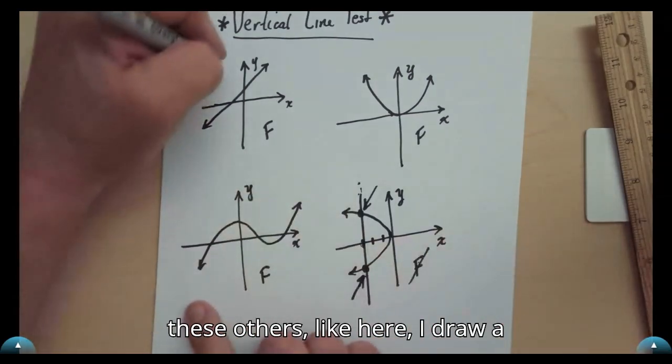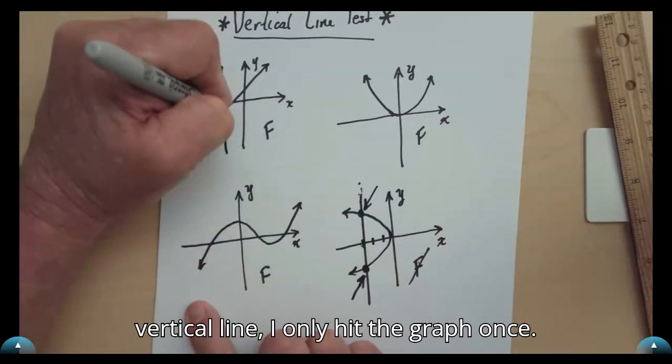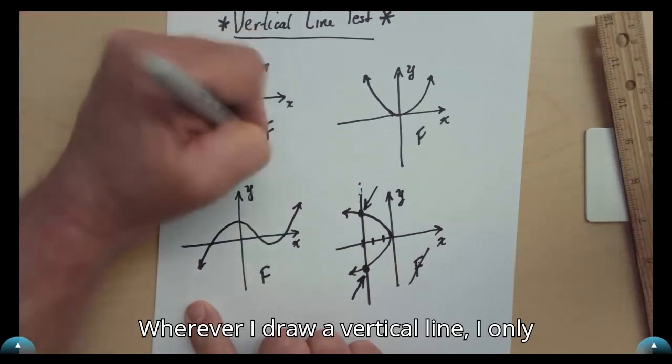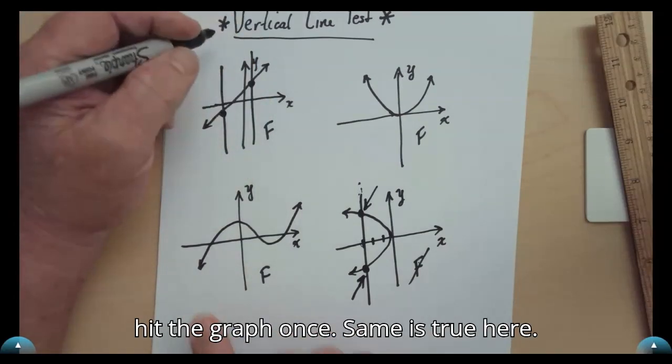On the other hand, these others, like here, I draw a vertical line, I only hit the graph once. Wherever I draw a vertical line, I only hit the graph once.